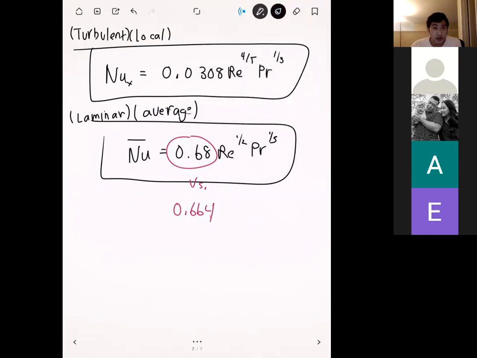All right, any questions on this? Sorry, the Prandtl number should be to what power? 1/3. Okay. Yeah, the Prandtl number is almost always going to be to the 1/3, at least for external convection.